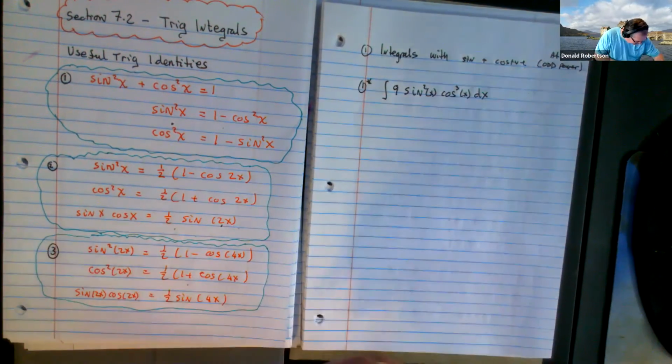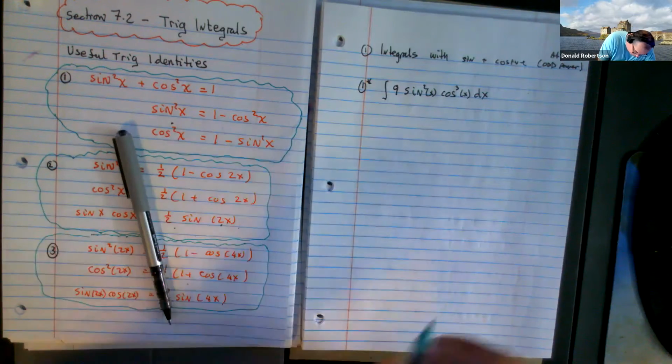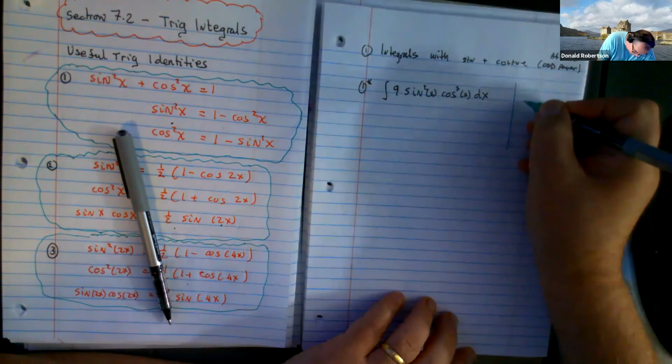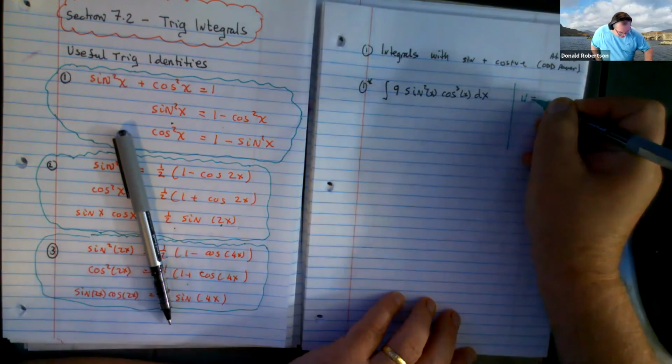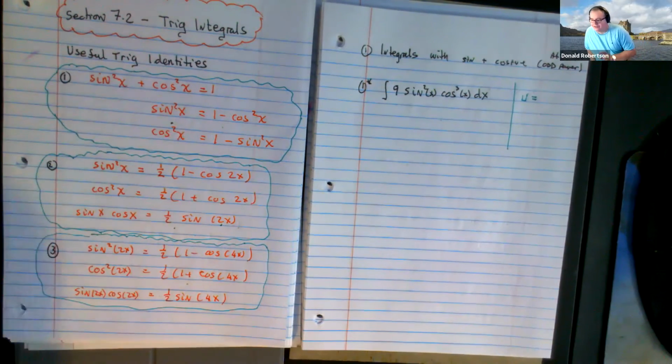And when you do that, your technique is going to be u sub. You are only going to use a single sine x as your u sub or a single cosine x. You are never going to do sine squared or cos cubed or anything like that. It's going to be a single sine x or a single cosine x. And here's the problem: which one is the right one?